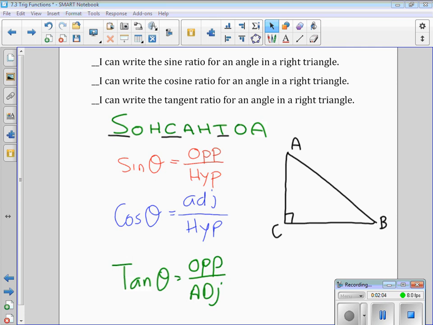This is very important. When you write these trig functions, you need to make sure that you write a symbol after the trig function. So it's not just sine blank equals. It's got to be sine theta, sine B, sine A, whatever it is, whatever angle you're looking at, you can't leave it blank. Okay?